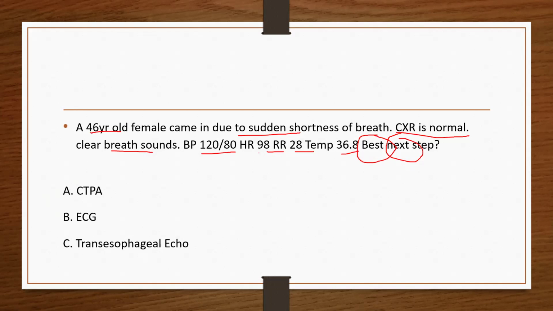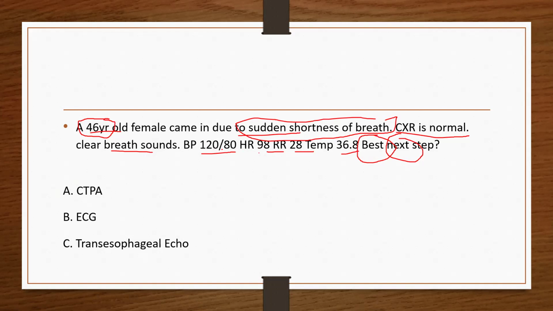So now let's see, now you have a 46-year-old female. Always check the age, 46-year-old, because age is very important. Came in due to sudden shortness of breath. Chest X-ray is normal. Clear breath sounds. Blood pressure normal. Heart rate normal. Respiratory rate normal. Temperature 36.8. So everything seems normal, right? Temperature normal, respiratory rate a bit high, but not abnormal. Heart rate 98, blood pressure, hemodynamically stable. Chest X-ray is also normal. Clear breath sounds.